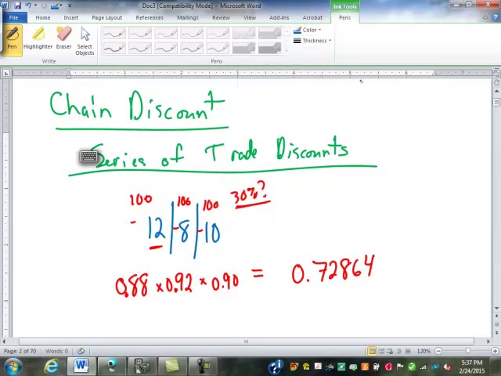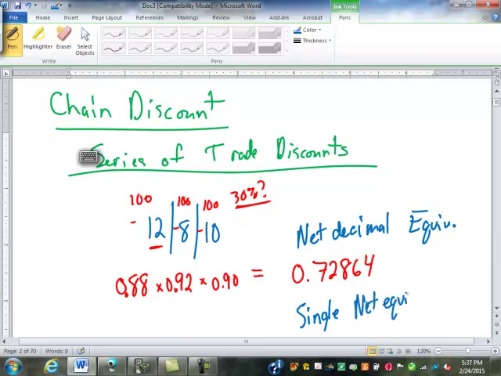This is sometimes called the net decimal equivalent or the single, write it down, the net decimal equivalent. Or sometimes called the single net equivalent. Or net price equivalency rate, and many different names for it. What this is describing is what percent of the list price is the net price. So that is describing the net price.